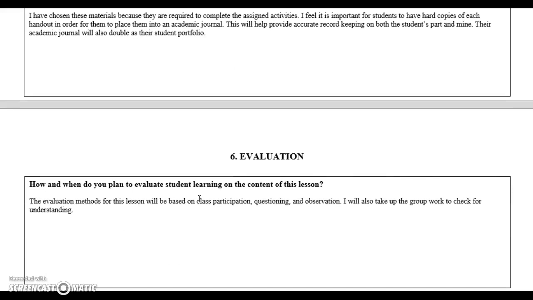And Section 6, Evaluation. How and when do you plan to evaluate student learning on the content of this lesson? The evaluation methods for this lesson will be based on class participation, questioning, and observation. I will also take up the group work to check for understanding, and that will be at the end of class.